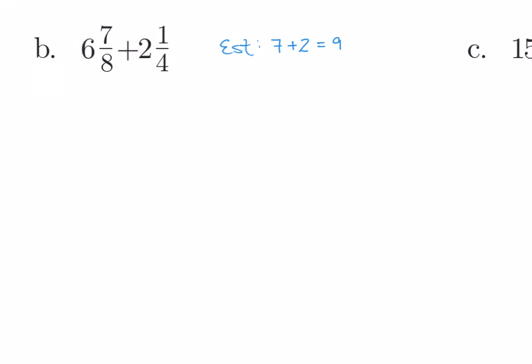Okay, so the next thing we want to do is find our exact answer. We have 6 7/8 plus 2 1/4. So the first thing that I want to do is I'm going to bring over my whole numbers. I want a least common denominator. So what is a number that is divisible by 8 and 4? You should get 8. Remember, we have to multiply to it.